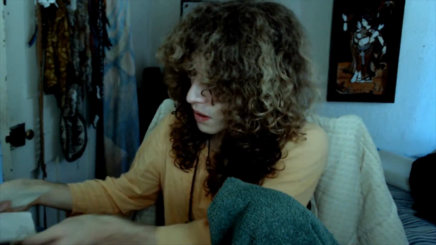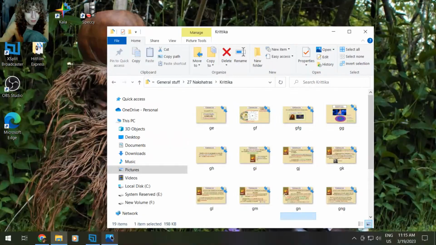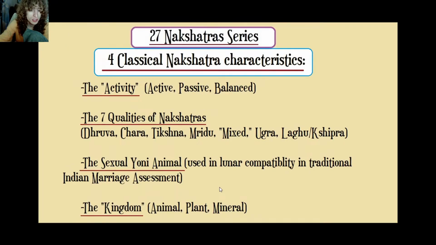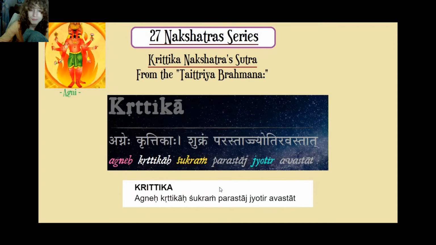So, ladies and gentlemen, let's get started here. The first thing we're going to do is dive into the classic Taittiriya Brahmana text. As we can see here, we're eventually going to talk about the 4 classical nakshatra characteristics. I should have put these after, though. We'll get to them at the end of this section.